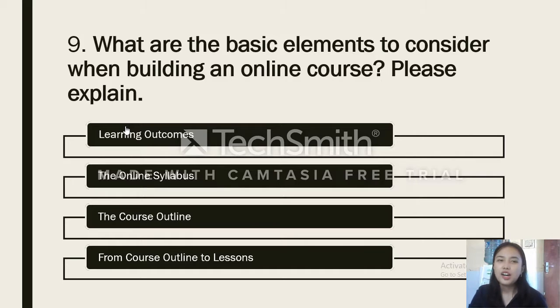Next question, the ninth question. What are the basic elements to consider when building an online course? Please explain. Okay, there are 4 basic elements. The first one is learning outcomes, the second one is the online syllabus, the third one is the course outline, and the last is from course outline to lessons.